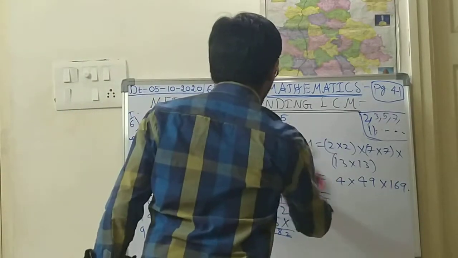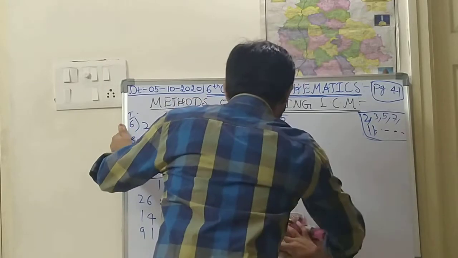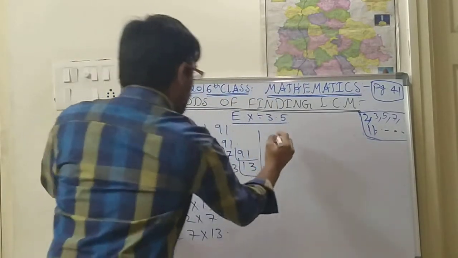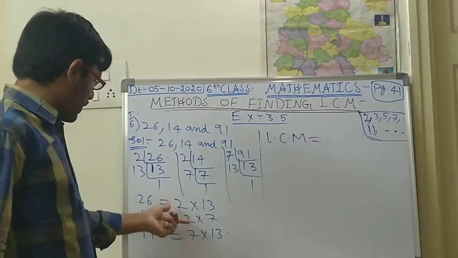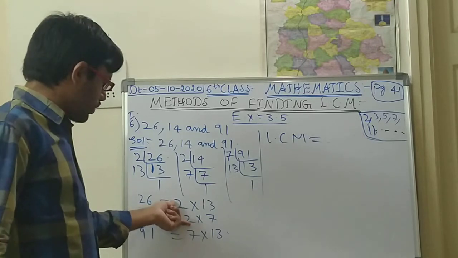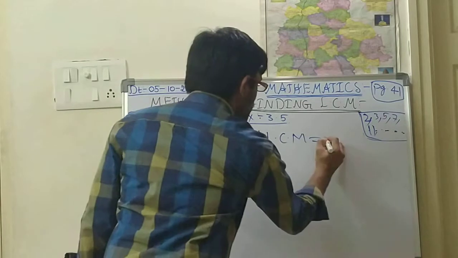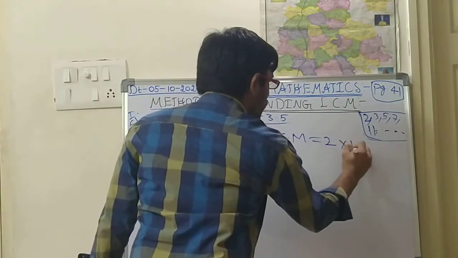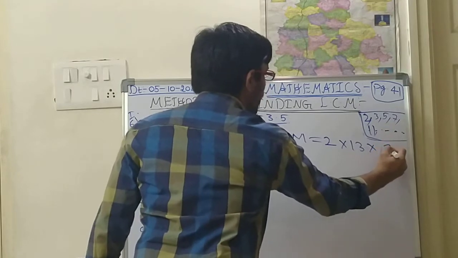So here how you should do, see children, LCM is equal to, so here see children, 2 is there, 13 is 2 are there, 7 is 2 are there. So from this what you should take, 2 into 13 into 7, only one number you should take.